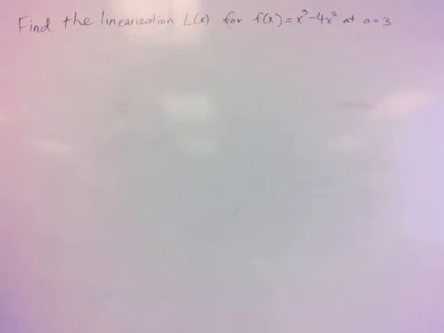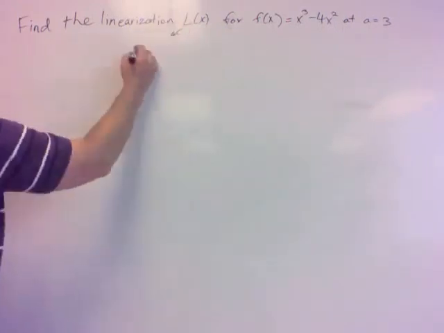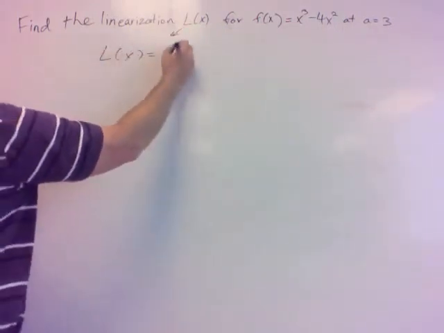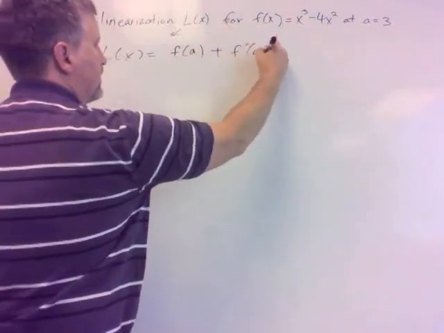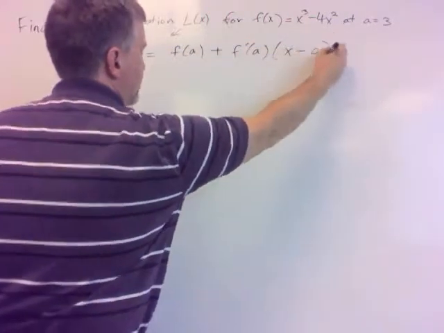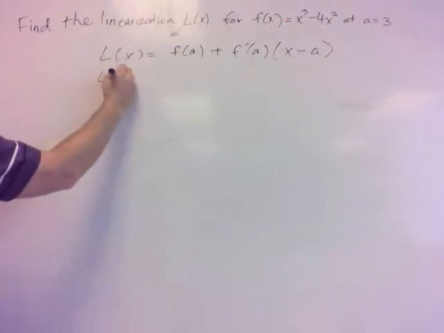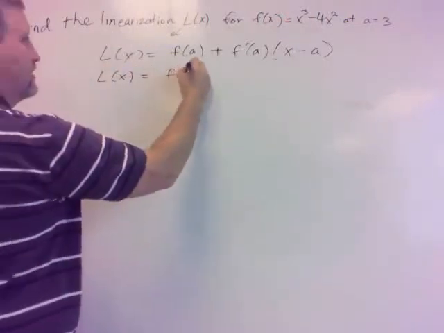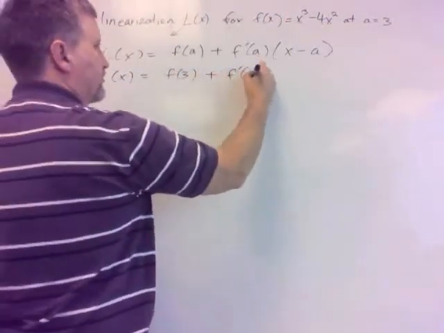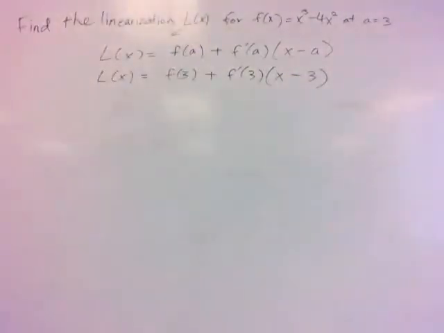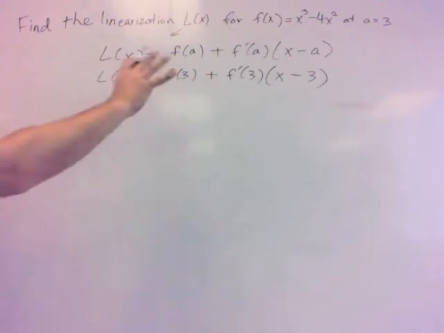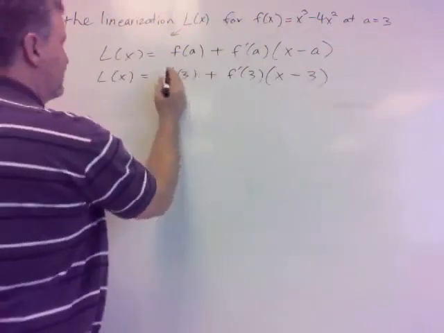And so it's really just a matter of knowing what they mean. L of x is that formula. It's f of a plus f prime of a times x minus a. So in this case, a is 3, so that'd be f of 3 plus f prime of 3 times x minus 3. Calculate those all, plug them in, and you got it, which just means that's just the function value at 3.